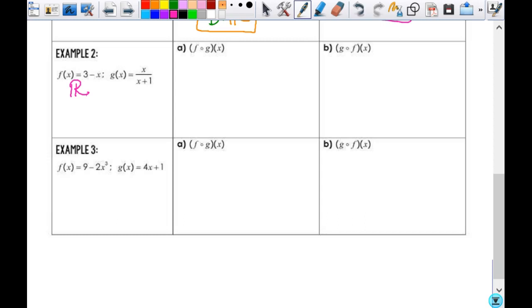Okay. Is it all real numbers? No. Well, what can't be 0? The denominator. We can't divide by 0, right? So this can't be 0. So if x plus 1 cannot equal 0, what can't x be? -1. So it's the set of all x's such that x can't be -1, right?